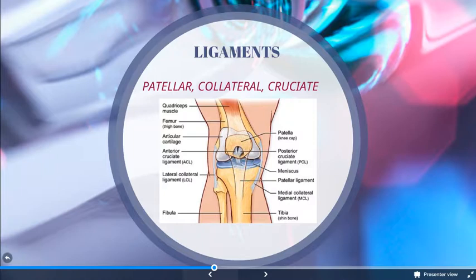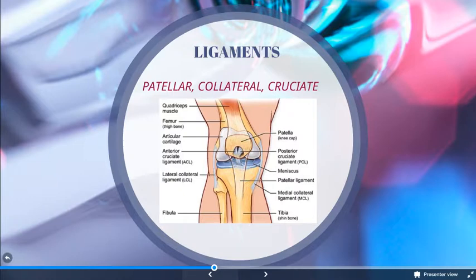On the other hand, the fibular collateral ligament is thinner and rounder than the tibial collateral ligament. It is located on the lateral side of the joint and attaches to the lateral epicondyle of the femur and the lateral surface of the fibular head.